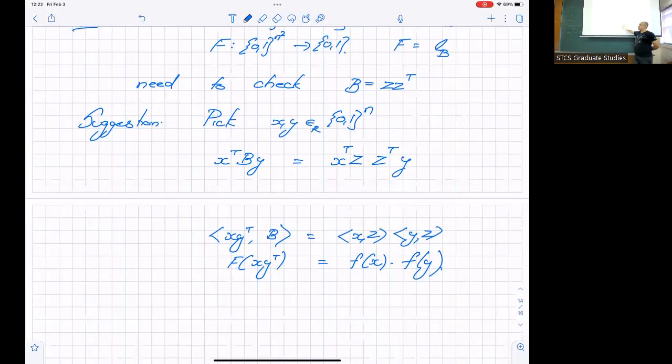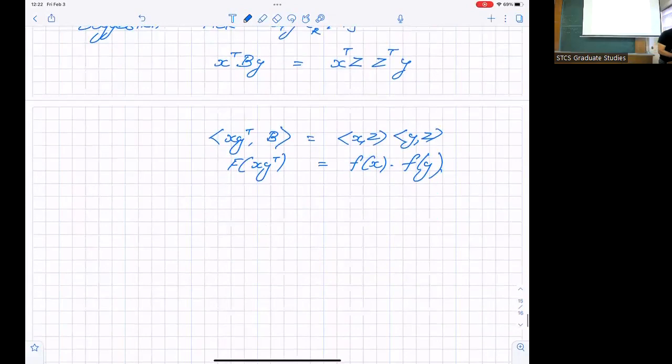XY transpose is always a rank 1 matrix. It's not a random matrix. So you do the same thing. You translate it by a random matrix, query it this way. So the quadratic correlation test is exactly the following test. Quadratic correlation test. Its inputs are small f and capital F.